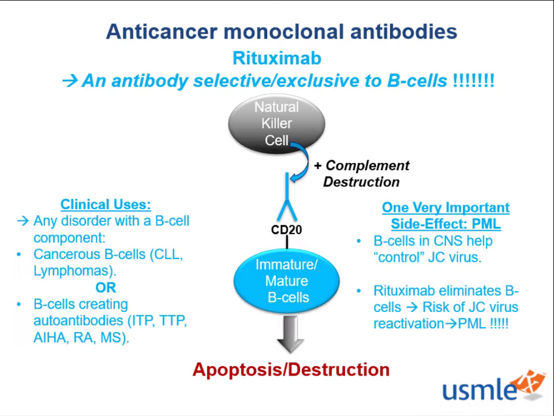Well, in the central nervous system, B cells help control the JC virus to prevent reactivation. However, as we have learned, rituximab, through binding CD20, eliminates B cells, raising the risk for JC virus reactivation and clinical progression to PML.